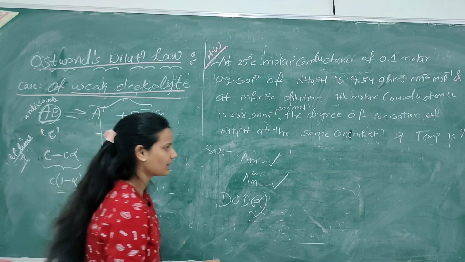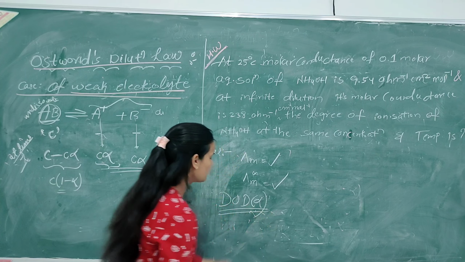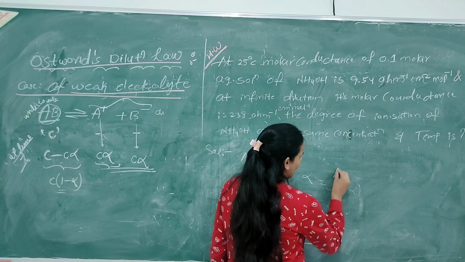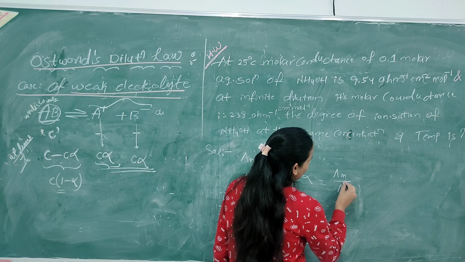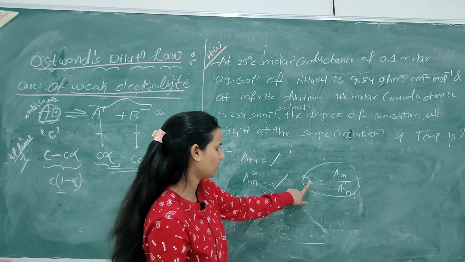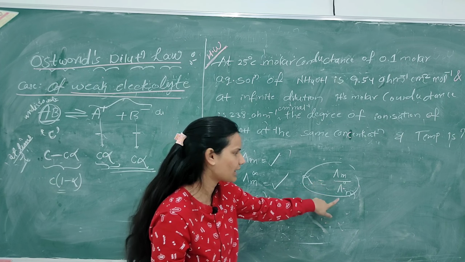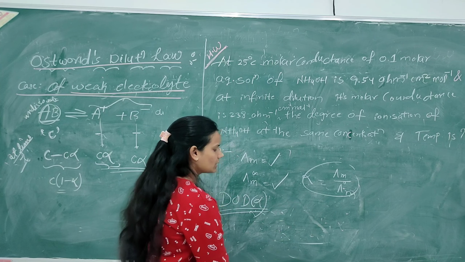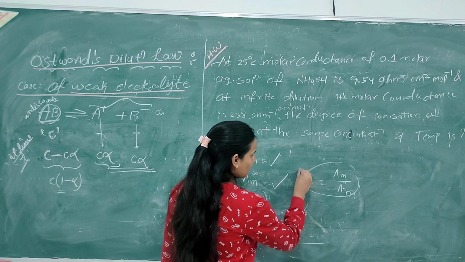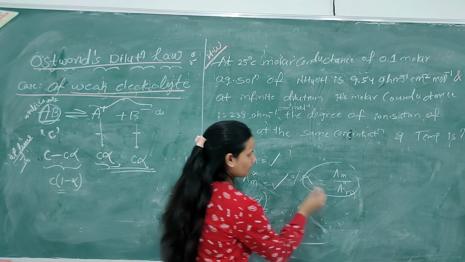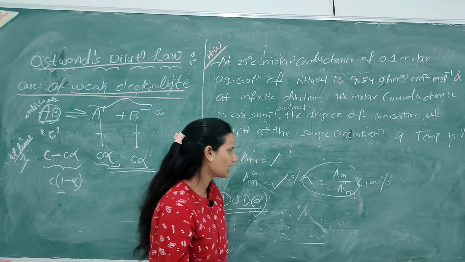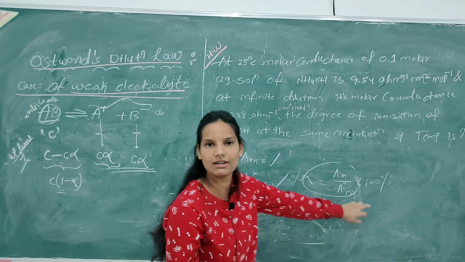I have given you a very important hint: here degree of dissociation alpha is asked, and alpha is simply lambda m upon lambda naught m. So you can easily solve this. Alpha is equal to lambda m upon lambda naught m, and sometimes in competitive exams it is asked to find that in percentage, like percentage degree of dissociation. So simply multiply this with 100%. You will find the degree of dissociation in percentage.